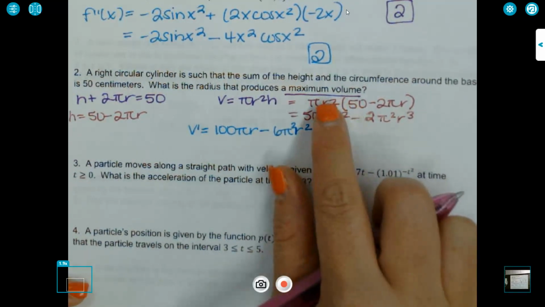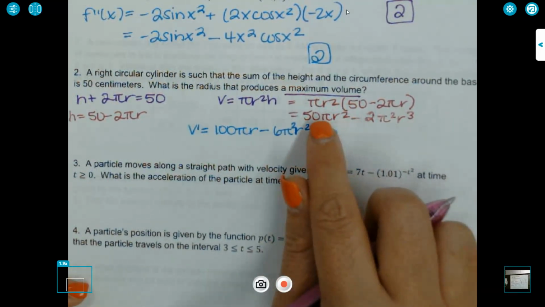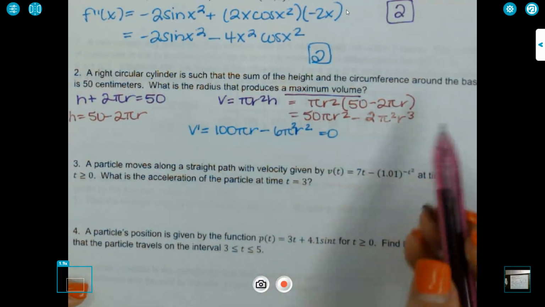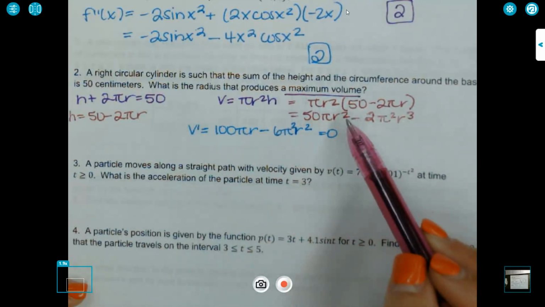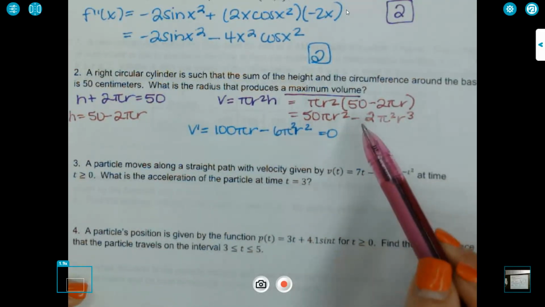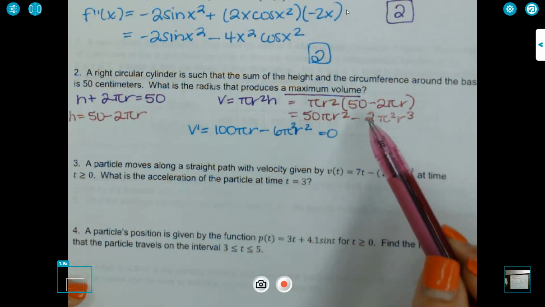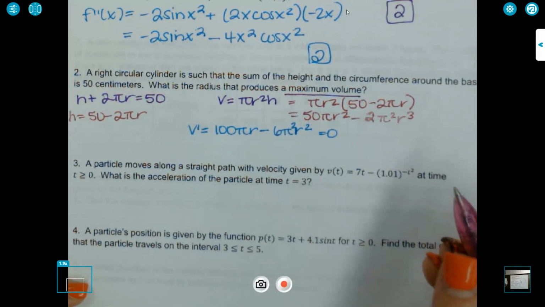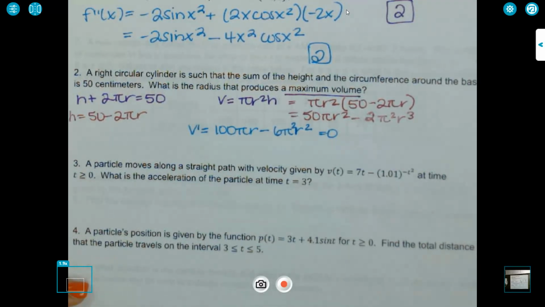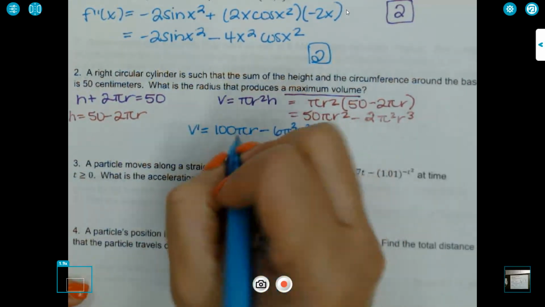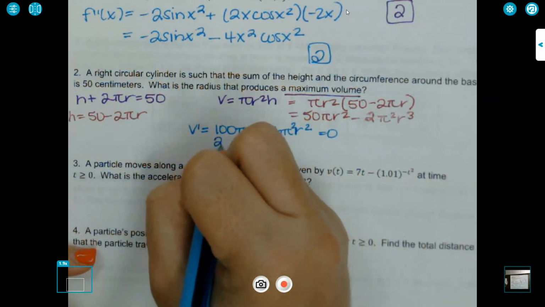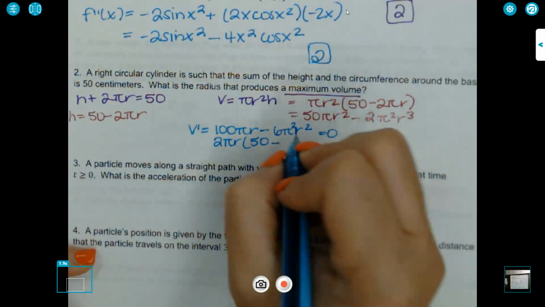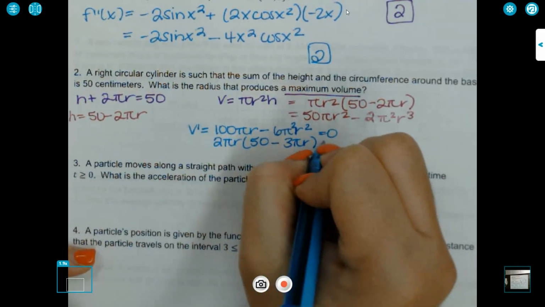So distribute, so 50 pi r squared minus, and then that's going to be 2 pi squared r cubed. So then the derivative there would be 2 times 50 is 100 pi r minus, bring that down, so that's going to be 6 pi squared and then r squared, and we want to know when that is equal to 0. Okay, so I factored out a 2 pi r from there, which left me with 50 minus 3 pi r.